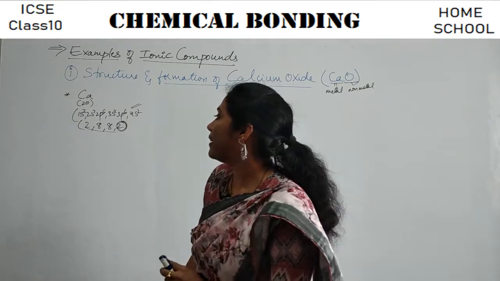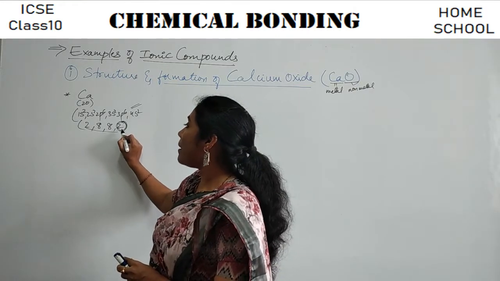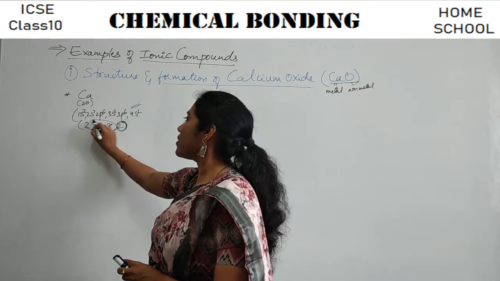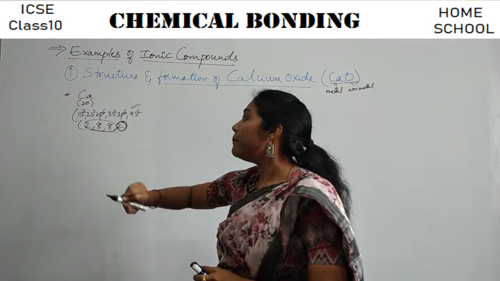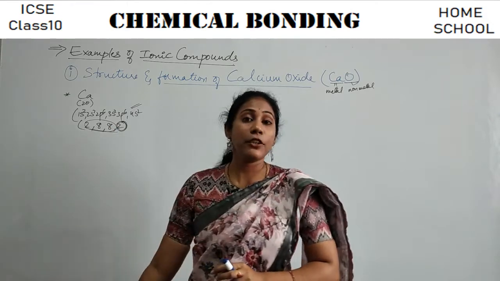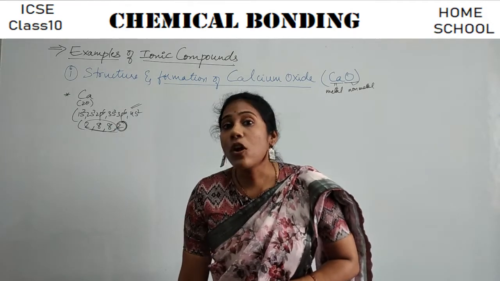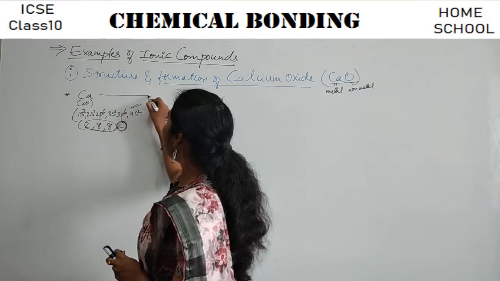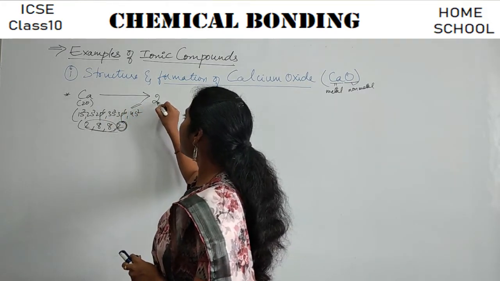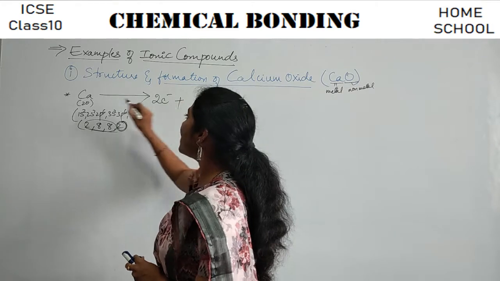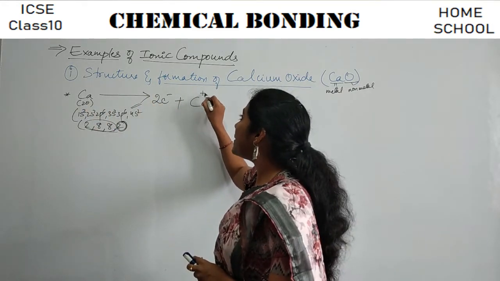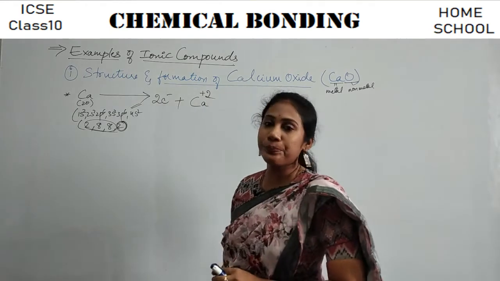Clear? Fine. So it will lose how many electrons? 2 electrons, so that its electronic configuration can be 2, 8, 8, which looks exactly similar to a noble gas called argon. Clear? Fine. So how do you show that losing thing? 2 electrons it will lose and it is no more a calcium now. It becomes an ion, Ca plus 2.